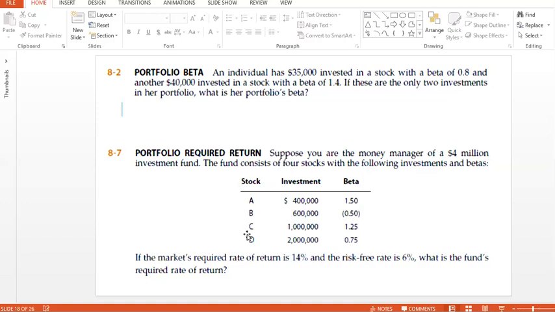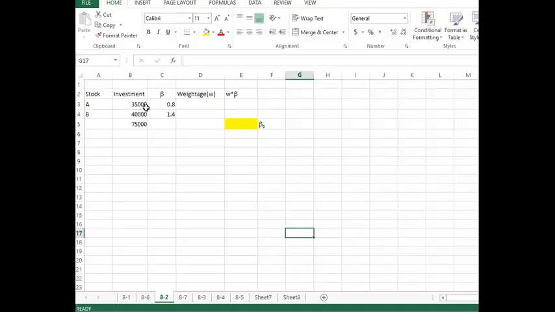So class, we have two different stocks. We can say stock A and stock B. She invested $35,000 in stock A and $40,000 in stock B. So the total investment she has is $75,000. What is her portfolio beta? So we are going to calculate portfolio beta. First, we should calculate the weightage of these investments.